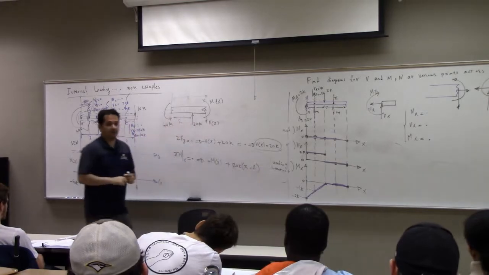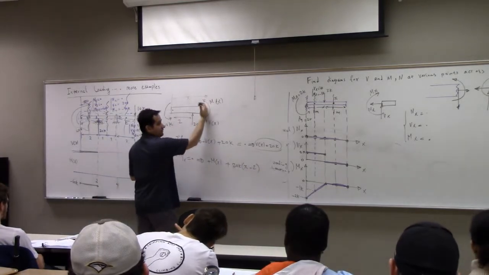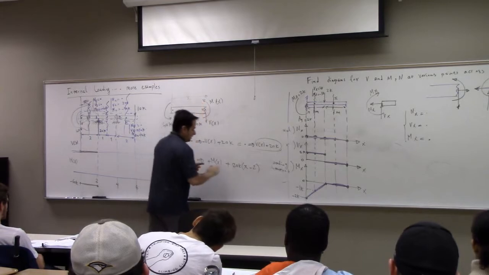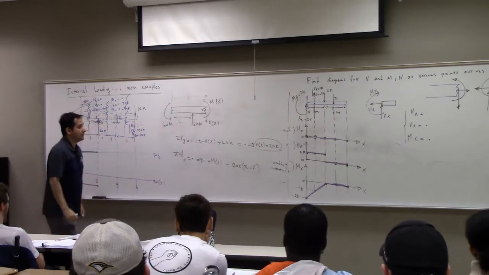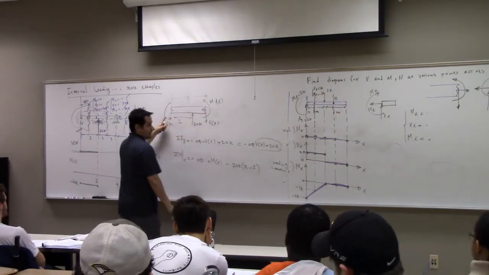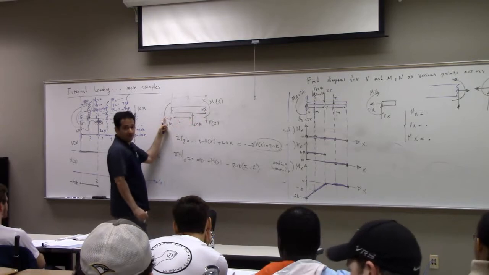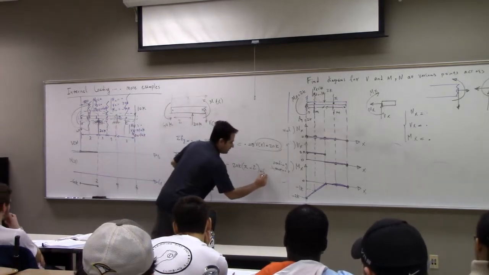Positive or negative? This is positive, right? So this is going to be negative. Thank you. Negative 20k x minus 2. And then I go to the last one. What should I do for that? Simply add it. So it's going to be plus 60.